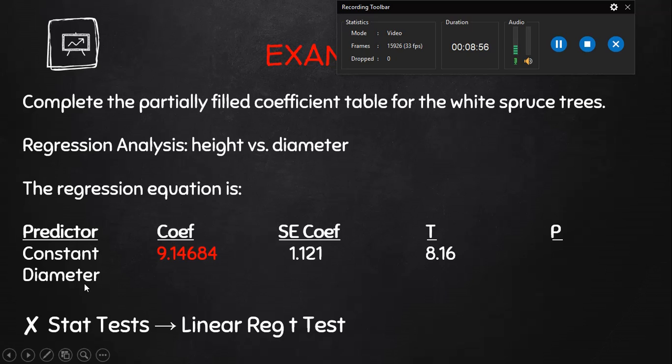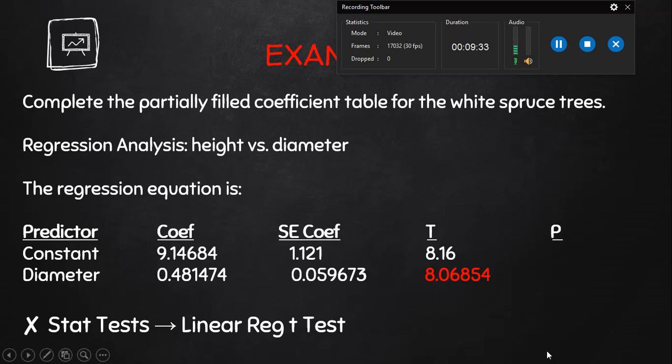Continuing on with the iPad, the diameter, the coefficient for that is represented by b, which is my slope. So we have 0.481474. And if you read down a little further, the standard error for the coefficient will be called SE slope on your iPad. And we could calculate the t statistic by hand by dividing coefficient over standard error for the coefficient. But they do provide it up in the data. Again, it says t. And it's also providing the p-value.